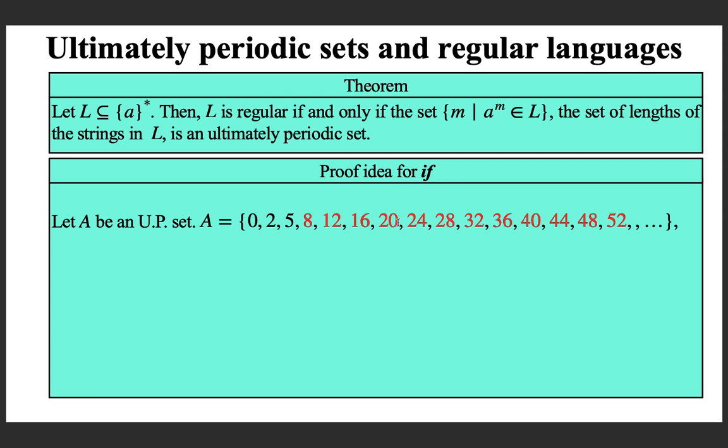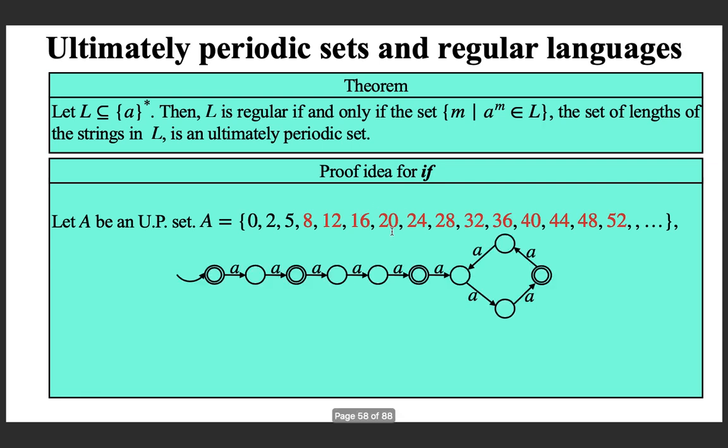Now you can construct a DFA accepting strings over a single alphabet set whose length set is exactly this. For example, I am giving you one. I made this DFA in such a way that 0, the corresponding string epsilon, is accepted, then 2, A squared, is accepted, then 5, 1, 2, 3, 4, 5, A raised to 5 is accepted, then 8, here is A raised to 5, 6, 7, 8, is accepted, then there is a loop of length 4.